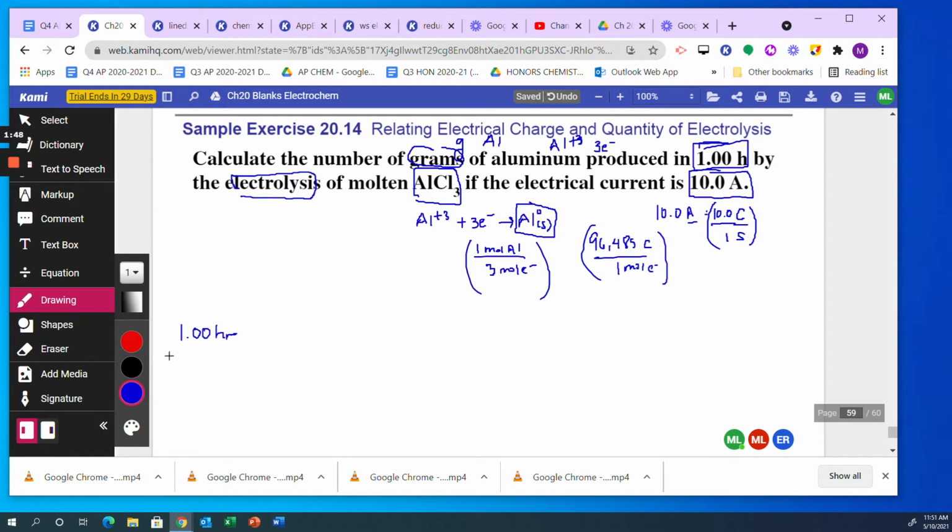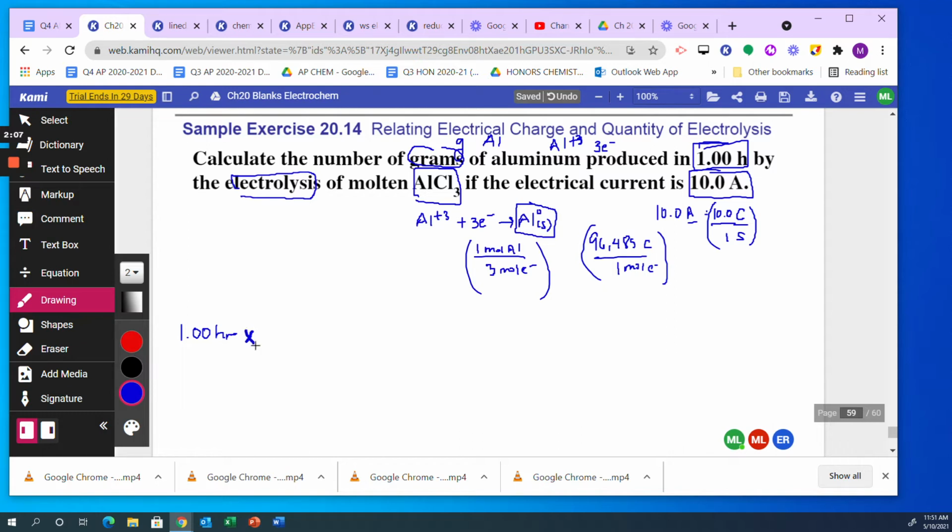So 1 hour. I have hours here, I need seconds. That will give me coulombs. Coulombs will get me to moles. Moles will get me to moles of aluminum, and moles to grams of aluminum. Very simple. Go ahead and pause the video and try that yourself.